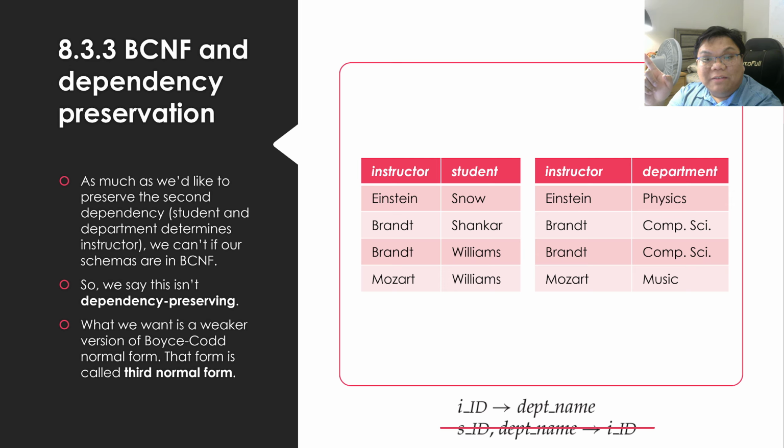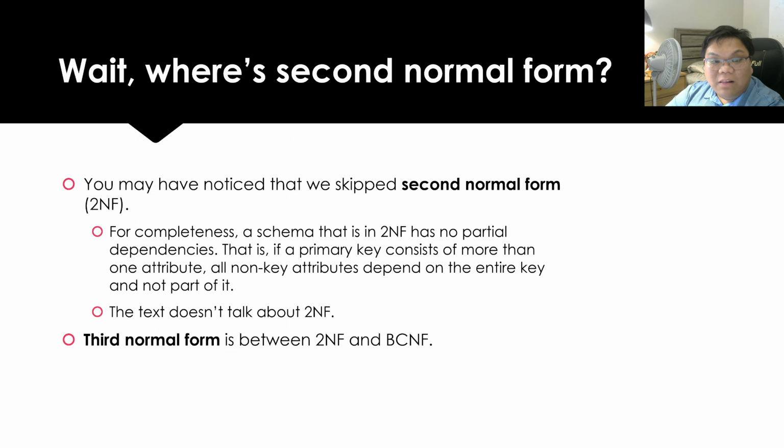Alright, so we talked about first normal form, and now we're talking about third normal form. Where's second normal form, you might be wondering? Well, for completeness, I'm just going to give you the definition of second normal form. A schema that is in second normal form has no partial dependencies. That is, if a primary key contains more than one attribute, all non-key attributes depend on the entire key and not part of it.